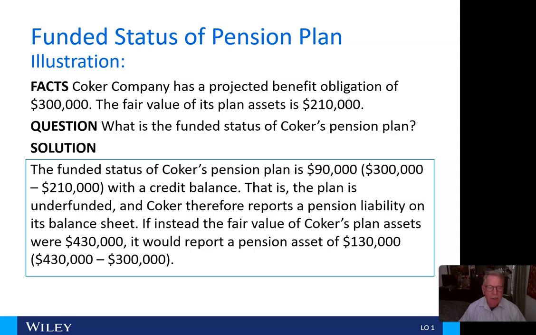If instead the fair value of Coker's plan assets were $430,000, it would report a pension asset of $130,000. The difference between $430,000 and $300,000.